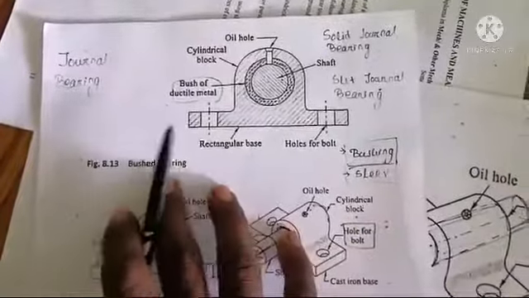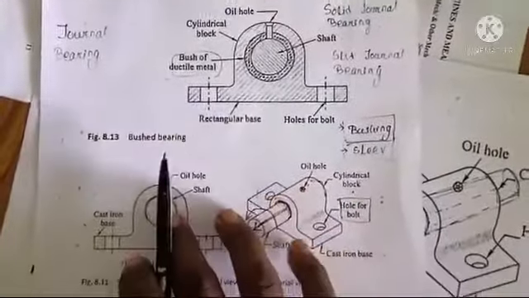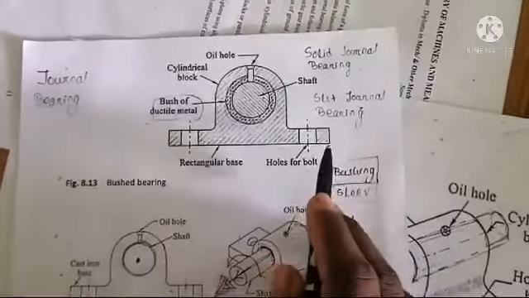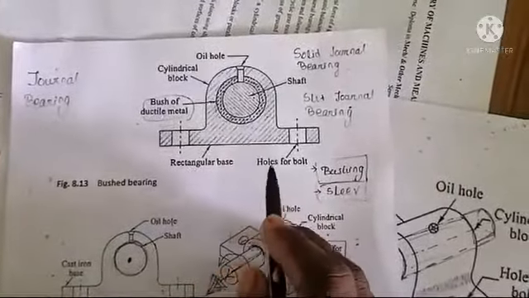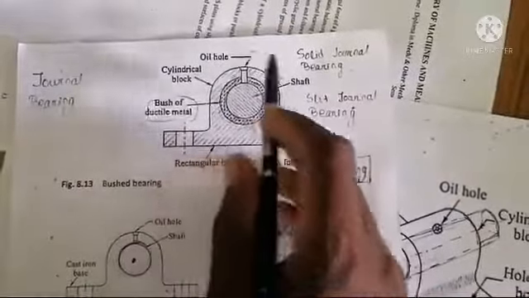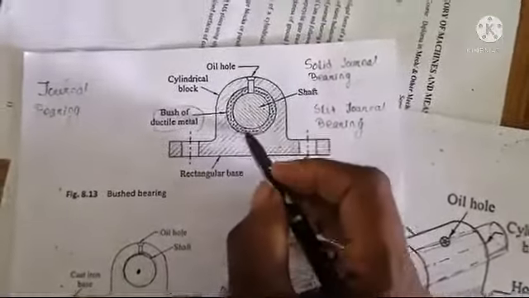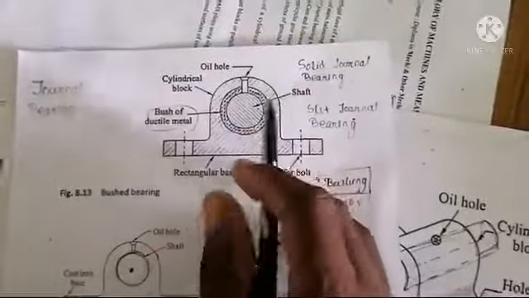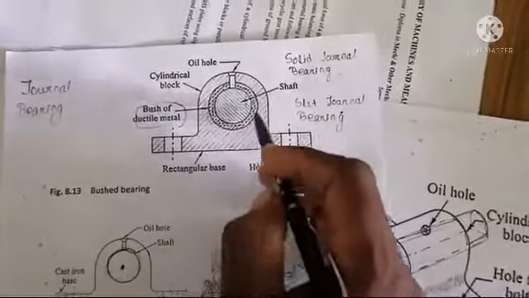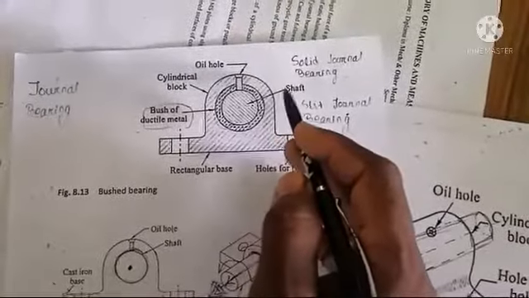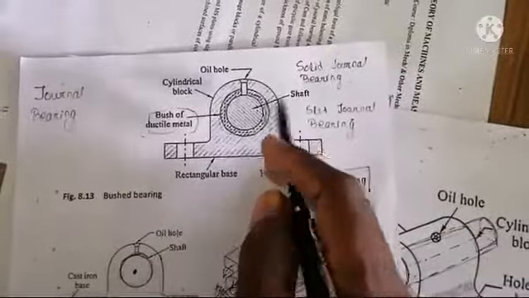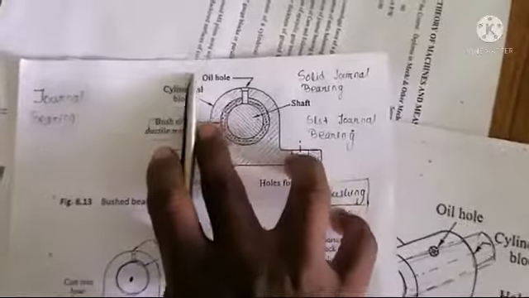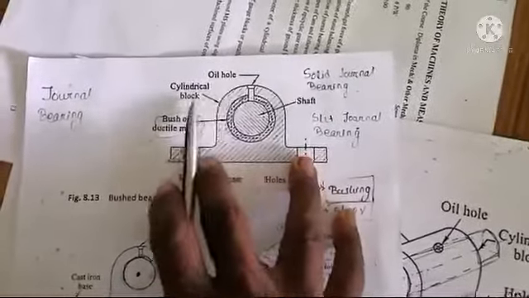Now we are going to discuss the bush bearing. Bush bearing's constructional details are nearly the same as the solid bearing. It has one rectangular base provided with holes for bolts, and one cylindrical block which has one hole. Inside this hole, one bush of ductile metal is press fitted tightly, so it doesn't move during the operation or during the rotation of the shaft. It shouldn't rotate with it. It should stay fixed with the bearing.